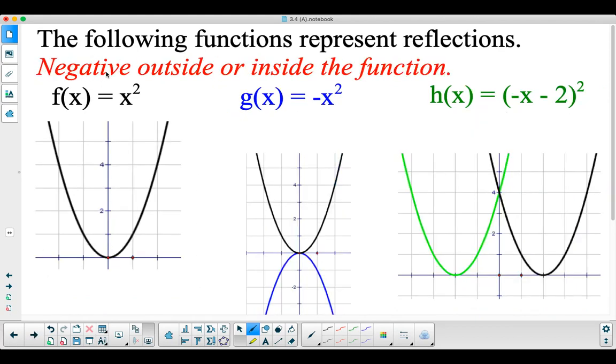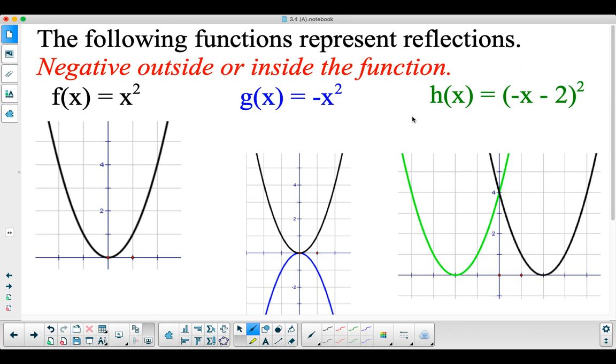All right, and then reflections happen as a negative outside or inside the function. So, for example, this is what a negative outside the function looks like, and we call that a vertical reflection. That is a reflection across the x-axis. So in this case, you're reflecting it down. Okay, so then your line of symmetry is going to be your x-axis there.